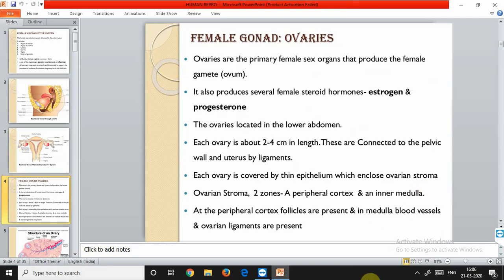Now the ova start maturing when the female reaches puberty. Till the female reaches the age of puberty, that is starting from 12 years in the case of a female, these ova remain dormant, that is, they are immature. But once the female reaches the age of puberty, the ova start to mature. Now there is a cycle of 28 days. Every 28 days one of the ovaries releases an ovum, and when an ovum is released from the ovary, it is taken up by a thin fallopian tube.